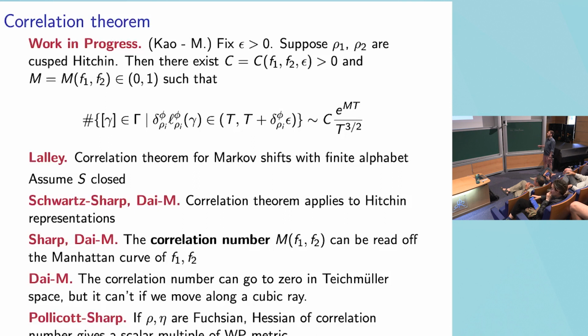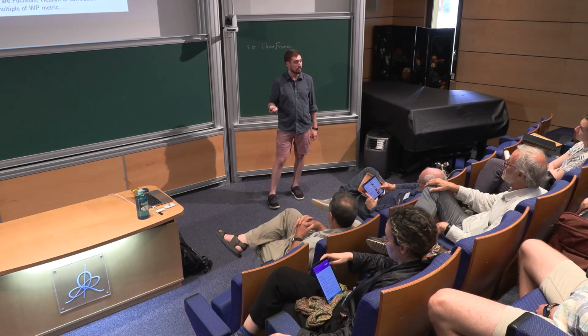Dai and I proved something about the correlation number that could go to 0 in Teichmüller space, but it cannot go to 0 if we move along a cubic ray in the SL3 Hitchin component. And then Pollicott and Sharp proved that if you take the Hessian of this correlation number, you recover the Weil-Petersson metric in Teichmüller space. And so that's the analog of Francois and Richard in the closed surface case. Is that right, Francois?